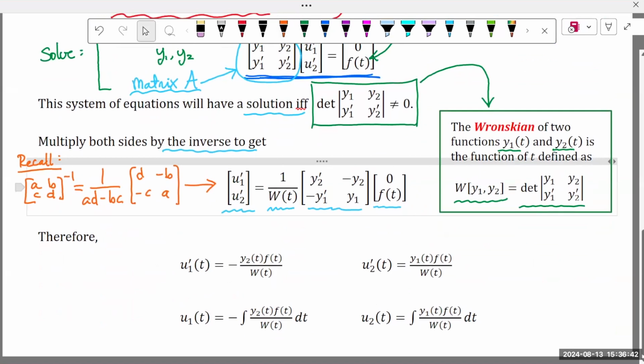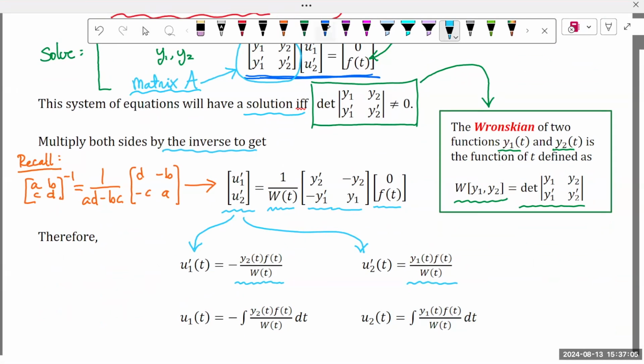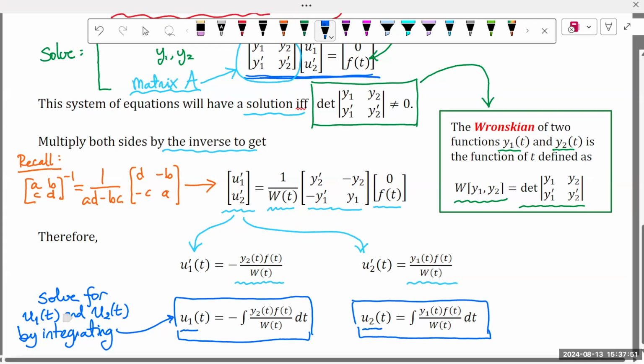And now we're done, because what we have shown is that we have a form for the derivative of the unknown u1 prime and the unknown u2 prime in terms of things that we do know, which are y2 f over the Wronskian and y1 f over the Wronskian. So there's only one important step left, which is to solve these very simple first order ODEs by integrating. What we have created here is an actual formula for these previously unknown functions u1 and u2 so that when we go back and plug them into our solution form, we have a general solution for the non-constant coefficient inhomogeneous ODE.